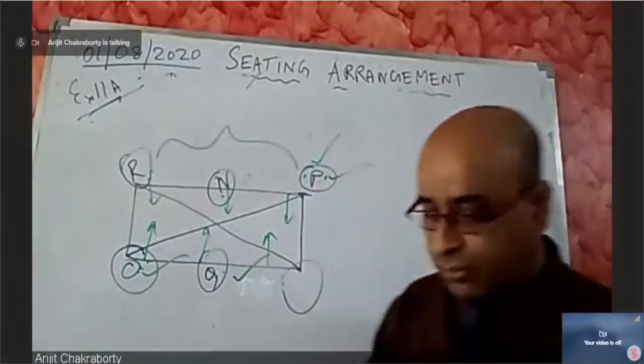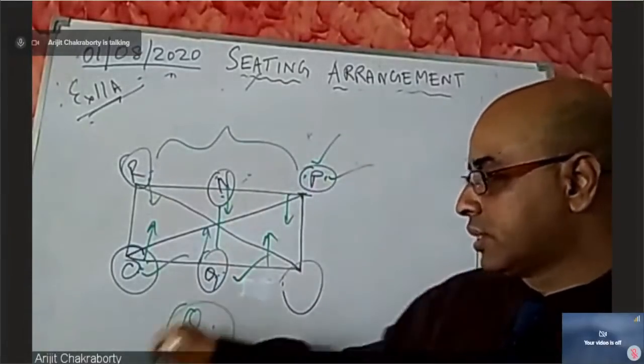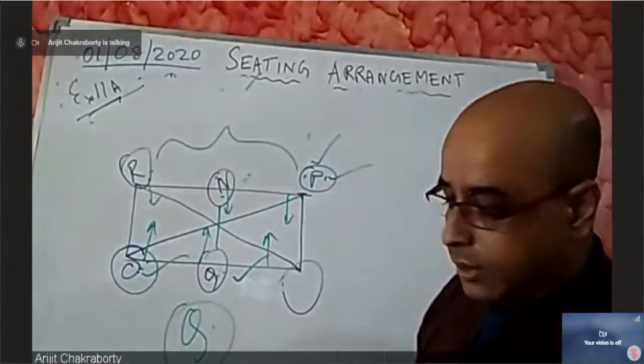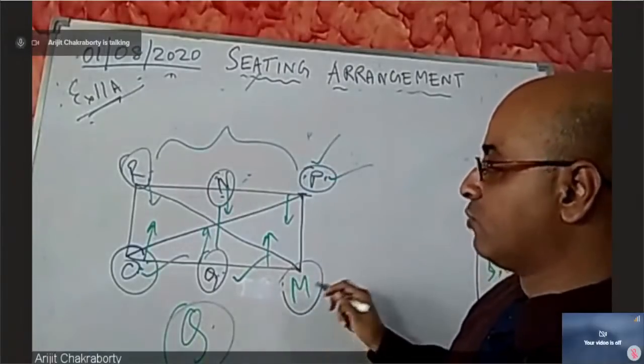Who is in front of N? I think the answer is Q. So the answer is Q. Q is in front of N. Okay. So here of course we have M. The only vacant place is M, so M will sit here.